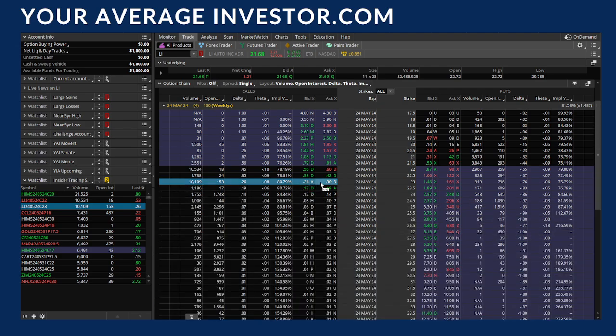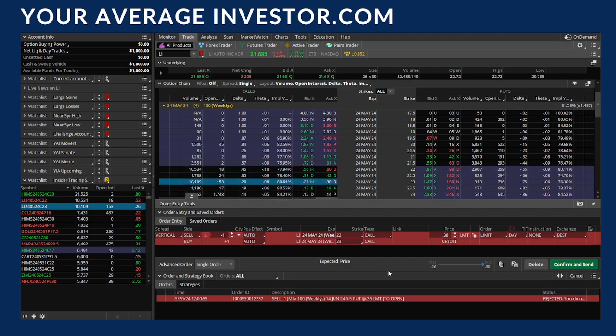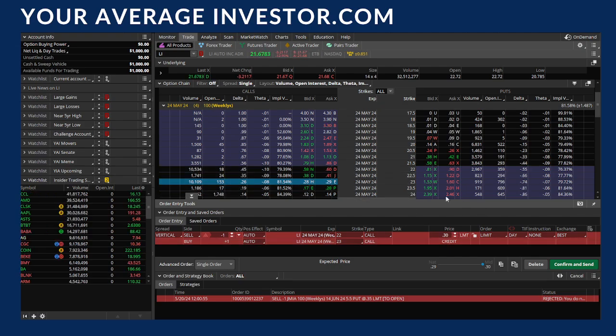A bearish trade would be where they sold the call 22, and then they purchased the call 23 like this, and they're receiving a $30 credit for that trade. In this case, what they're hoping is that the price remains below $22 per share over the next 4 days. So long as it does, they'll get to keep that $30 credit and not have to worry about it. But if the price climbs up, they could have as much as a $70 loss per contract.